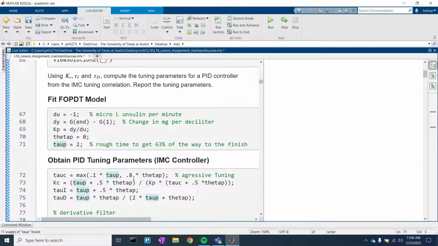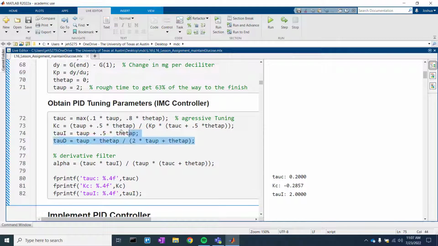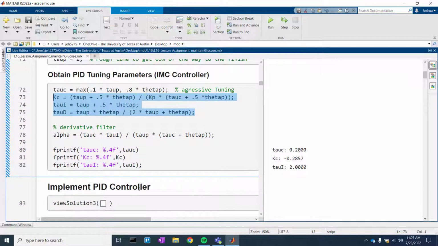From that, we'll obtain rough PID tuning constants. We're going to use IMC tuning constants. So our tau c is going to be the maximum of 0.1 times tau p, or 0.8 times theta p. Kc then comes from this relation. Same with tau I and tau d. So we have these IMC tuning correlations. These will give us rough ideas of where we should start, and we'll go ahead and print those as well. We also have this derivative filter here.